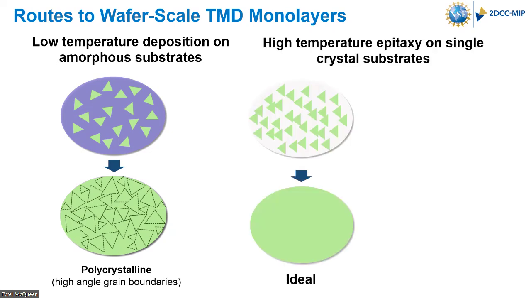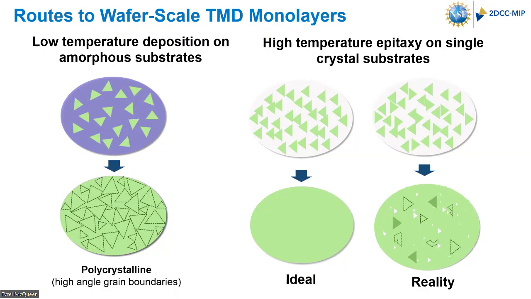So we have to get back to epitaxy, right? We need to be concerned about the substrate. Because ideally we want all of these domains to be ordered perfectly on our substrate so that when they coalesce, we get a single crystal monolayer film over a 300 millimeter wafer or something like that. So that's the ultimate goal.